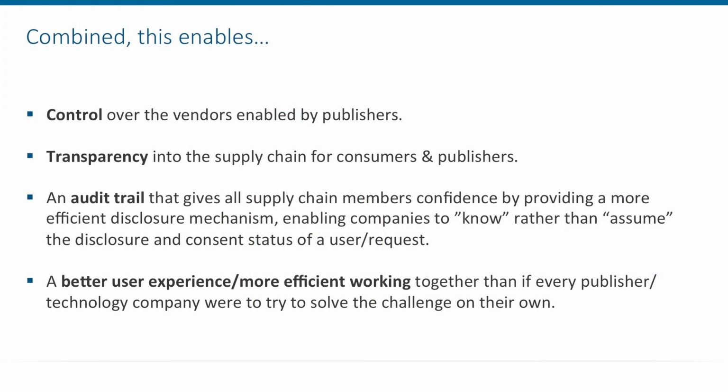So combined, these things enable control over the vendors enabled by publishers, and we'll talk about that a little bit more in a second. It provides transparency into the supply chain for both consumers and publishers, right, made possible through the UI. It enables an audit trail that gives all of the supply chain members confidence that they are able to process this data by providing a more efficient disclosure mechanism so that we know that we're allowed as opposed to we assume that we're allowed. And then finally, a better user experience and more efficiency in working together than if all of us were to try to solve this on our own. As I mentioned, thousands of vendors in the ad tech space, it becomes very complex when we try to solve this by ourselves.